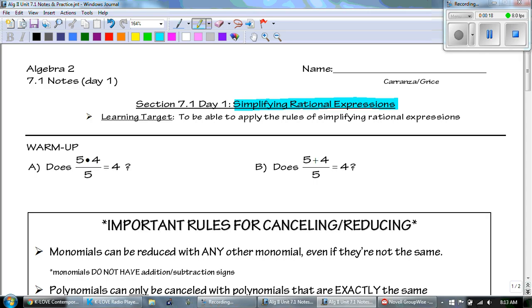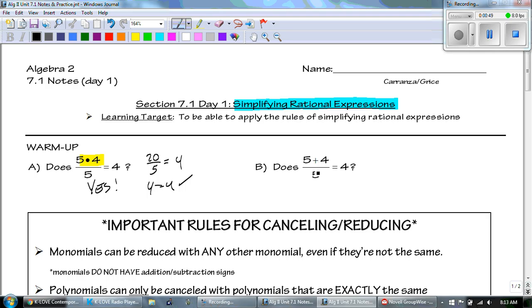So, quick question for you. Does 5 times 4 divided by 5 equal 4? What do you tell me? How are we supposed to do that order of operations? Well, we do the top first, and 5 times 4 is 20. And then 20 divided by 5 equals 4. So does 4 equal 4? Yep, it sure does.